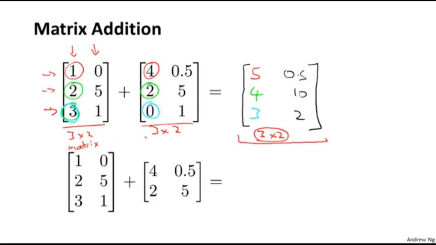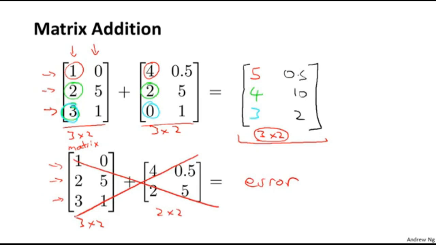Whereas in contrast, if we were to take these two matrices, so this one is a 3 by 2 matrix, so again, 3 rows, 2 columns. This here is a 2 by 2 matrix. And because these two matrices are not of the same dimension, this is an error. So you cannot add these two matrices, and their sum is not well defined.